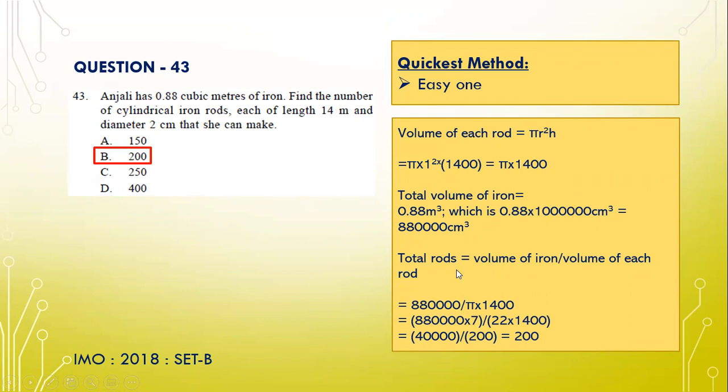So now the total number of rods which could be made is the total volume of iron divided by the volume of each rod. So 8,80,000 divided by pi into 1400, isn't it? And pi is 22 by 7. So 22 will be at the bottom and 7 will come up. So 8,80,000 into 7 divided by 22 into 1400. 22 into 4 is 88. So 40,000 into, and 7 2s are 14, whole divided by 200. So 40,000 divided by 200 will be 200. So the number of rods which could be made is 200.